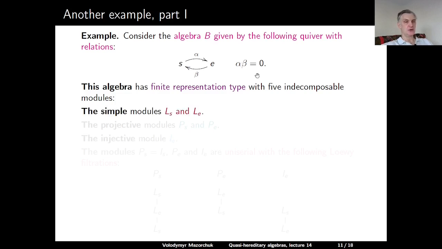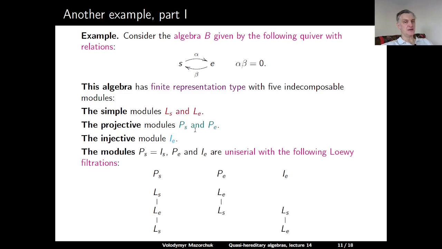We have the simple modules Ls and Le, so Ls is the simple at the vertex S, and Le is the simple at the vertex E. We have the projective modules Ps and Pe. Ps is the indecomposable projective cover of Ls, and Pe is the indecomposable projective cover of Le. And we have the indecomposable injective envelope IE of Le. The indecomposable injective module Is is actually isomorphic to Ps.